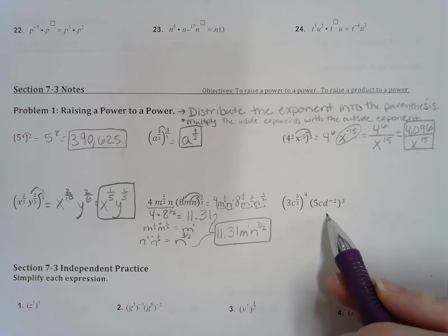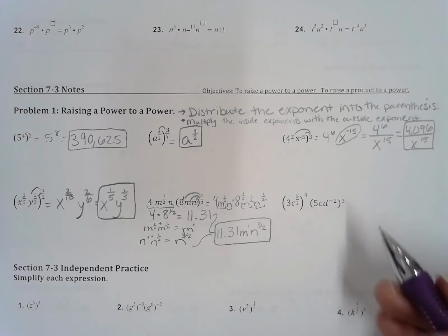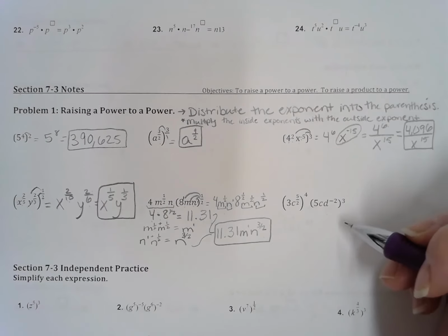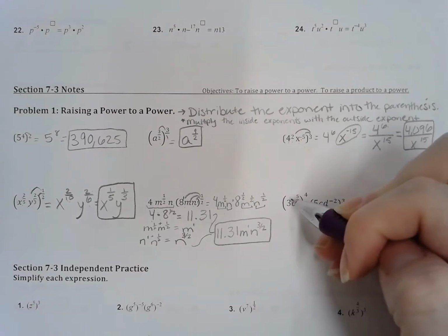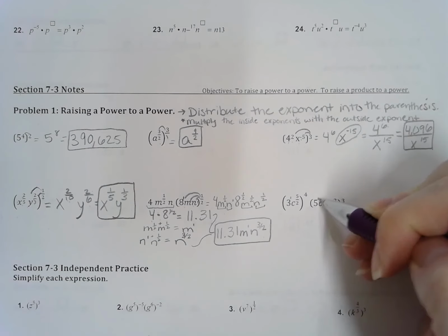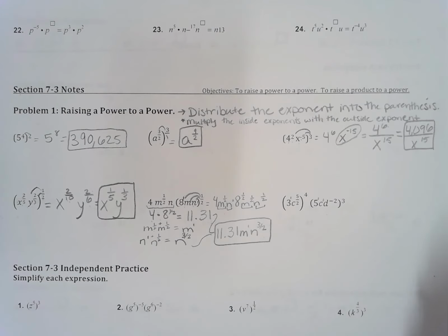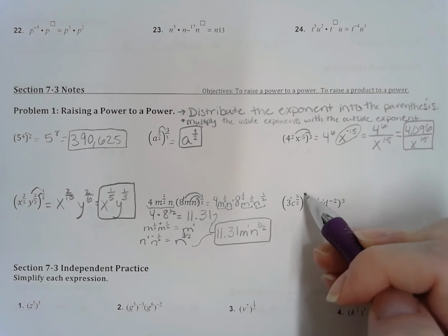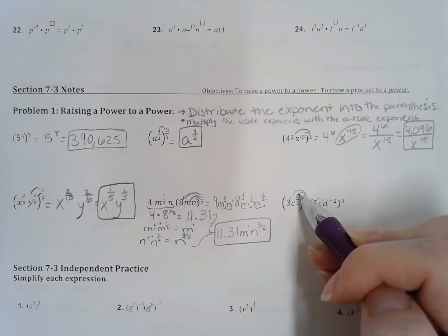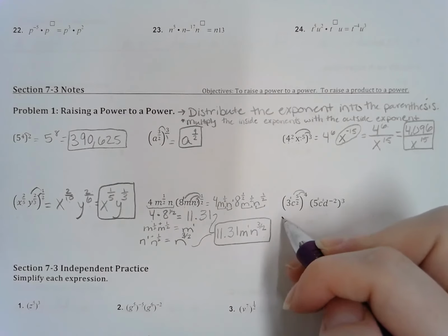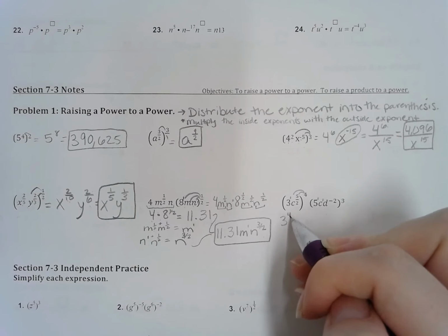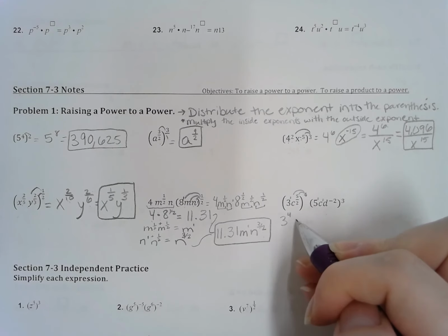Now I have 2 parentheses. So for this first one, what I'm going to do is go through everything that doesn't have an exponent and put a little 1 as an exponent, just so I remember that yes, it does have an exponent, it's just invisible. So now I'm going to take this 4 and distribute it into this parenthesis. So that'll become 3 to the 4th, because 1 times 4 is 4.